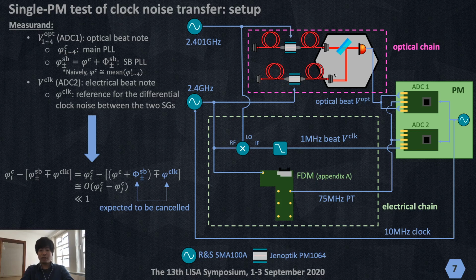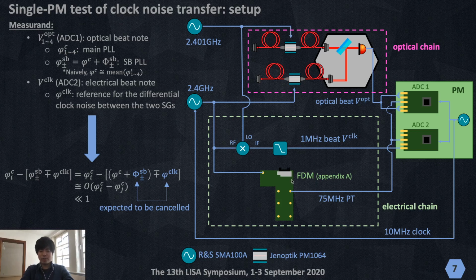And then the optical beat note is measured by photoreceivers, and the outgoing signal is connected to one ADC card in the phase meter. On the other hand, what happens in the electrical chain is to make a 1 MHz beat note between two signal generators. So this has the information of the differential clock noise between them.